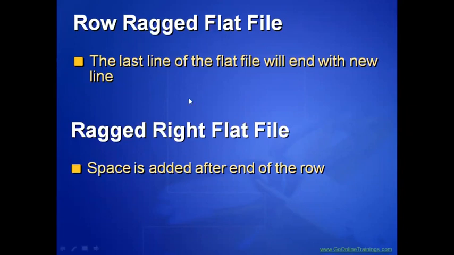So ragged right flat file means sometimes the end of the row will have spaces that you have to trim. Sometimes you will have a blank line at the end of the file. You need to remove that line while loading the data into the destination. The blank line will be getting a lot of nulls.